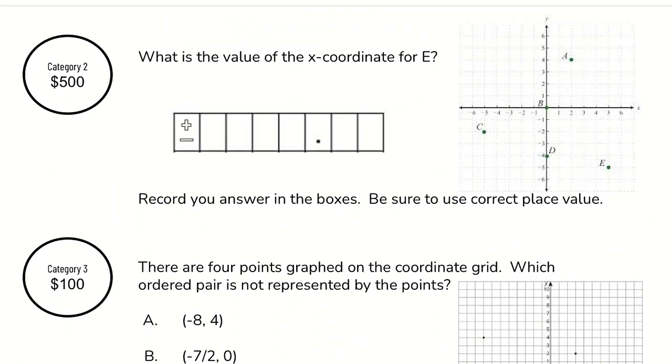Okay, next number. What is the value of the x coordinate? That's kind of important, so I'm going to highlight that. X coordinate for E. Record your answer in the boxes. Be sure to use correct place value. All right, so we're looking for the x coordinate.